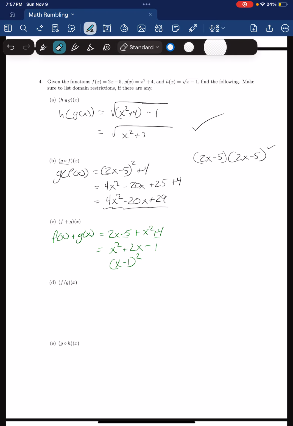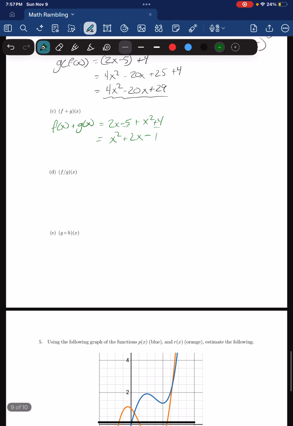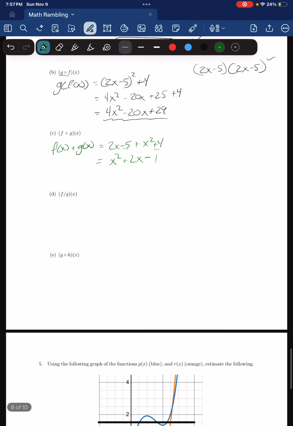No, we can't. Ignore that. We almost could. But it's okay. We don't have to factor everything. That's not a rule. Nobody's forcing us to. F divided by g of x. Let's try this. 2x minus 5 over x squared plus 4. Oh, fudge. I really should have worked some of these out before putting them on the problem set. But, you know, you live and you learn. Hopefully.